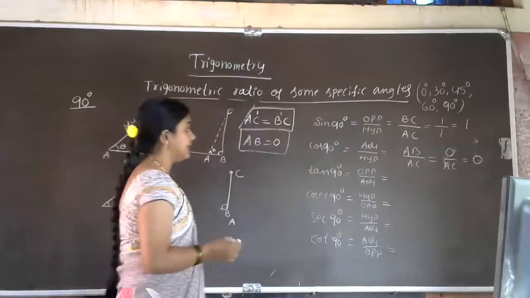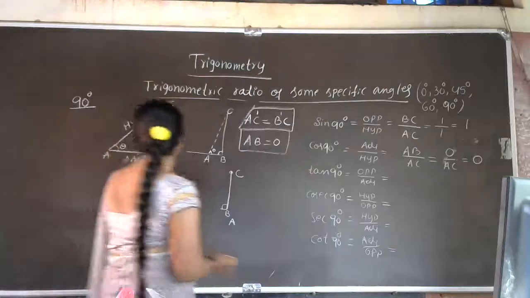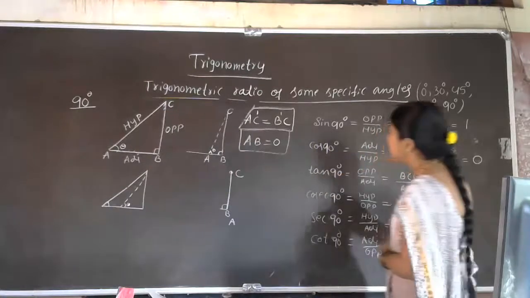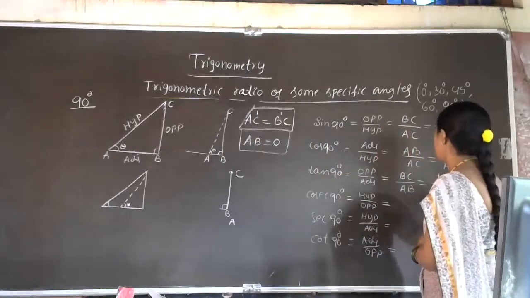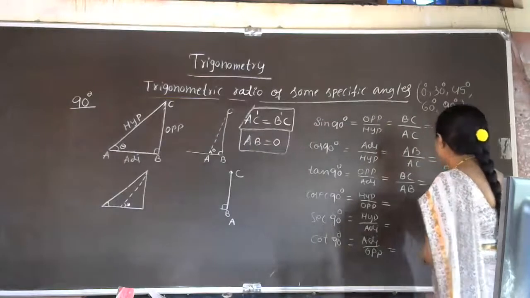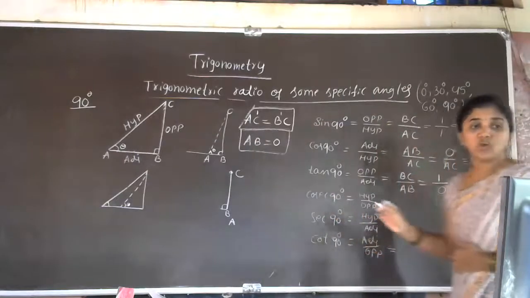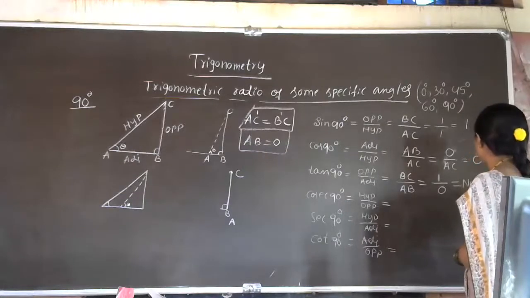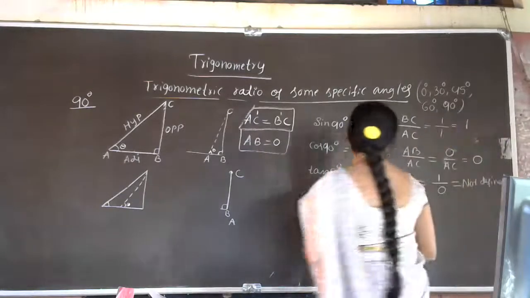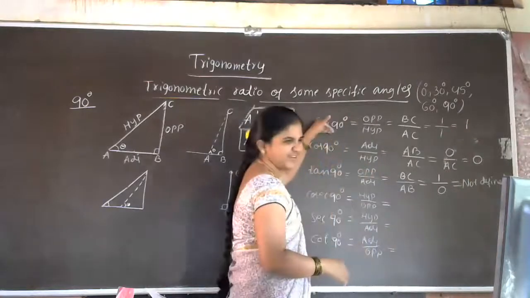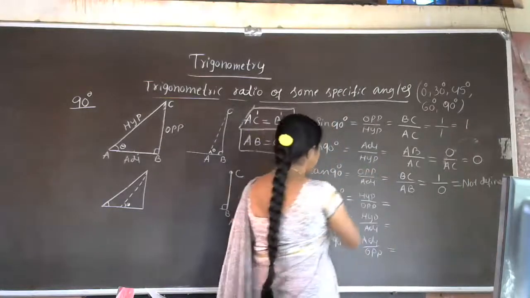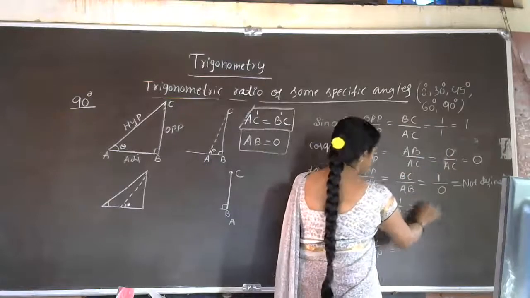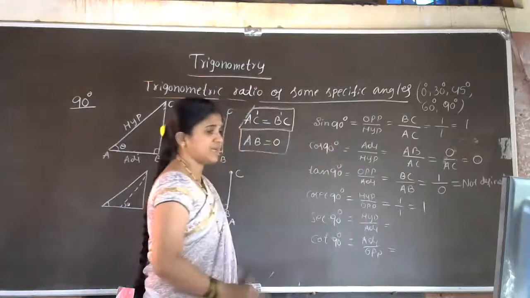Now tan 90. Tan 90 is opposite by adjacent, BC by AB. Just work out BC by AB. BC we are going to take as 1 unit, AB is 0. 1 by 0 is what? 1 by 0 is infinity, not defined. Okay, next, hypotenuse by opposite, or you can take the reciprocal only. Cosec 90: sin 90 is 1, so 1 by 1 is also 1. Is that clear? Cosec 90 is also 1.